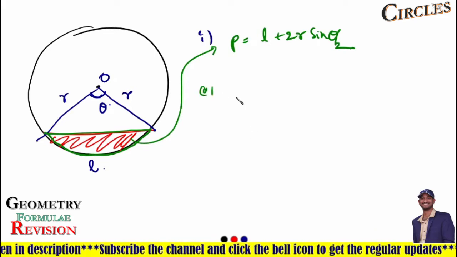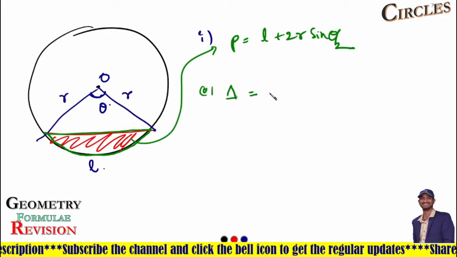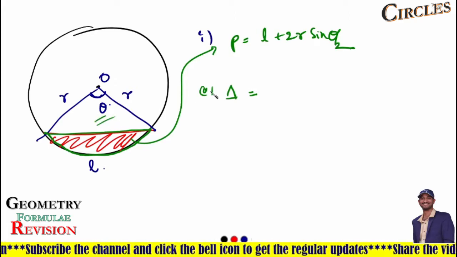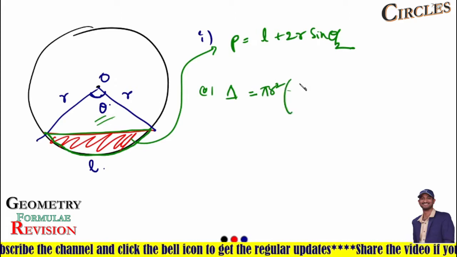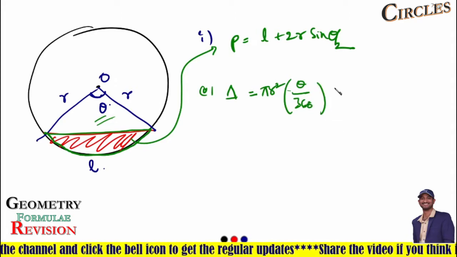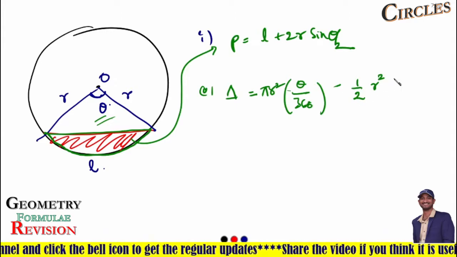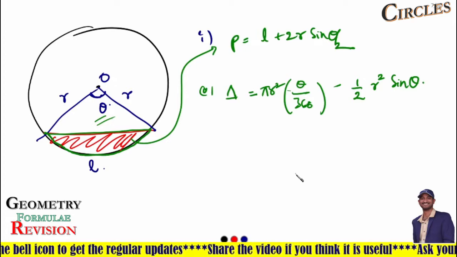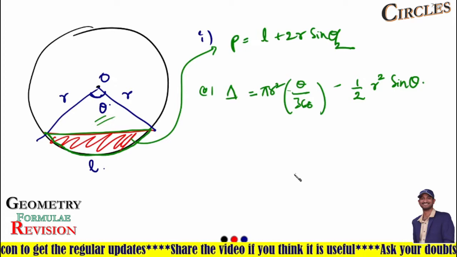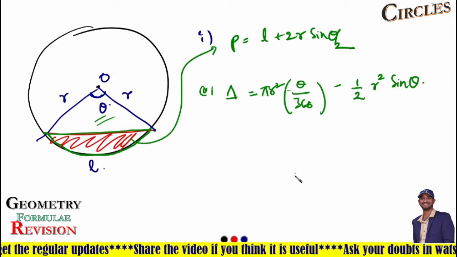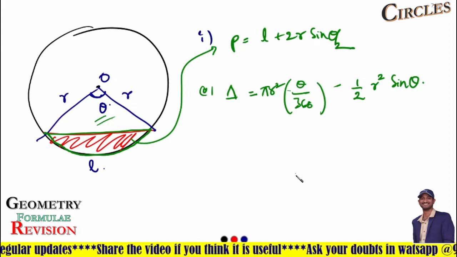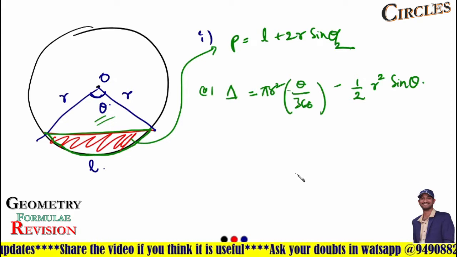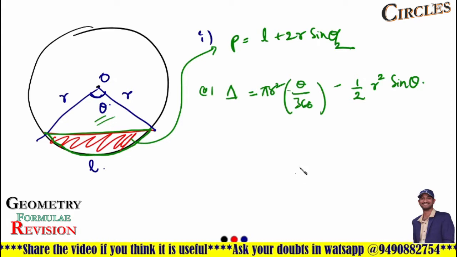And what about the area of this segment? It is equal to the area of the sector minus the area of this triangle. So pi r square into theta by 360 minus half r square sine theta. So these are the small things regarding circles, that is arc, sector and segment.